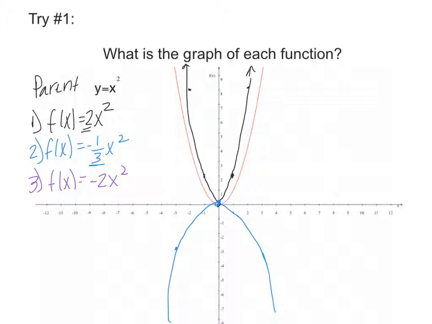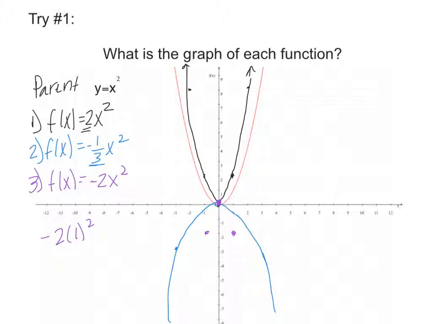So again, we're going to start at 0, 0, the origin, because there is no horizontal or vertical translation. So I'm going to test 1. So that would be, let me do that again. -2 times 1 squared. 1 squared is 1, and then 1 times -2 is -2. So it's going to be down here. So that would be the same thing for -1, excuse me.